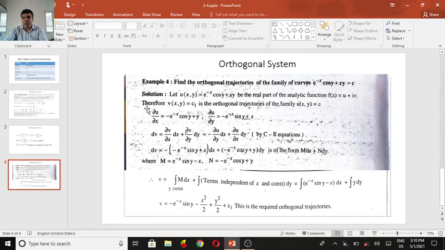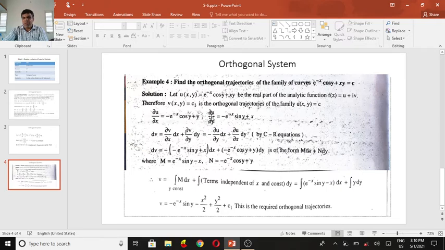So differentiate partially with respect to x. We get dou u by dou x equal to minus e power minus x cos y plus y. Differentiating partially with respect to x, the derivative of e power minus x is minus times e power minus x, cos y is constant, and for xy we get y.